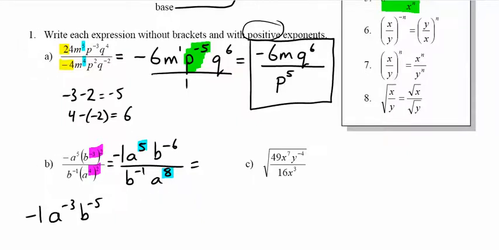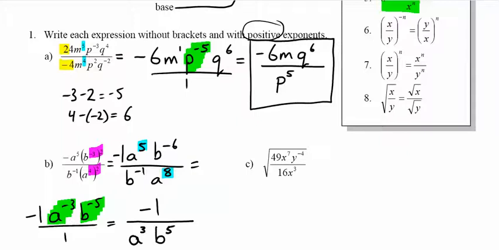Okay, so the question asked me to write everything with positive exponents. So now I'm going to use the fact that anytime I have a negative exponent in the numerator, it can become a positive exponent by moving to the denominator. So I can put that a as a positive power of 3 in the denominator, and the same thing with the b. And that's just using the negative exponent law. Negative exponents become fractions, just like we saw in the warm-up.